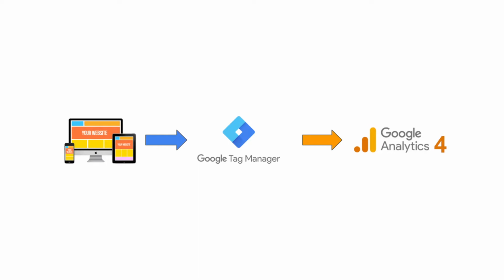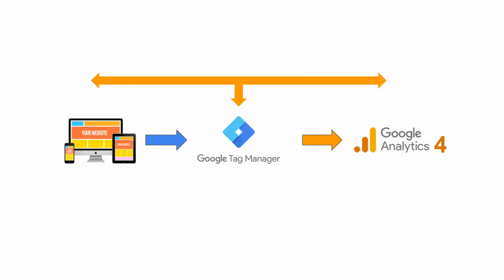Now we have to go to our website admin panel. Then we have to integrate our website and Google Tag Manager. Then we have to integrate Google Tag Manager and Google Analytics 4. So if we can do it, we will successfully see our data in Google Analytics 4. So let's start how to do it.